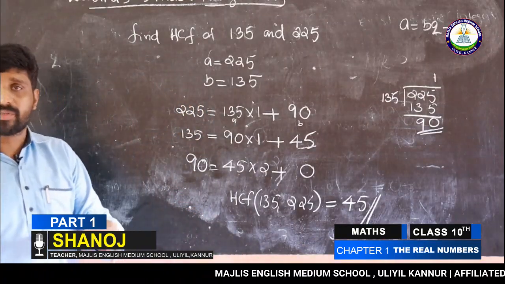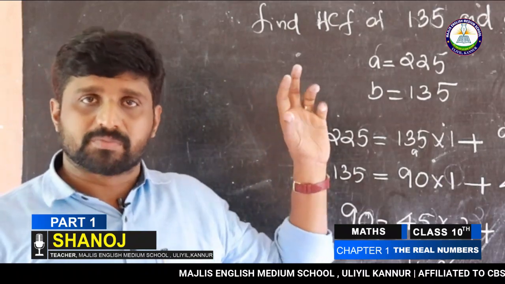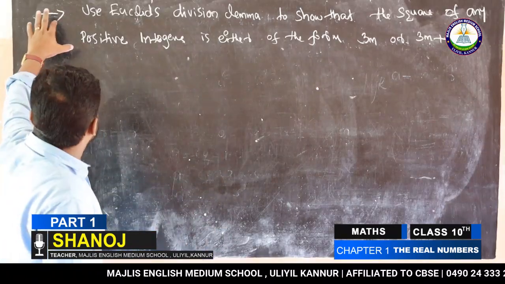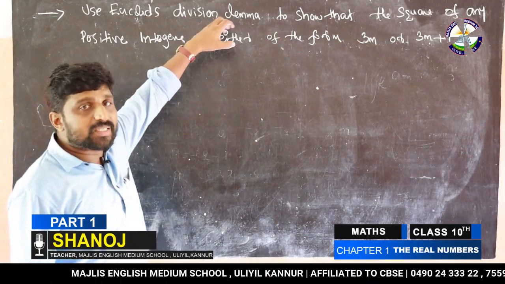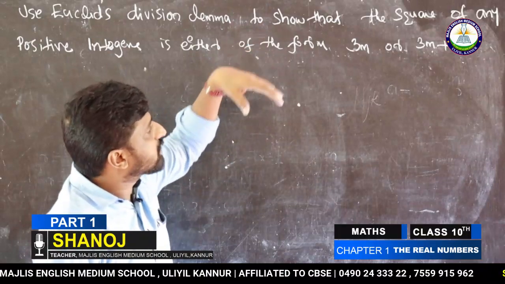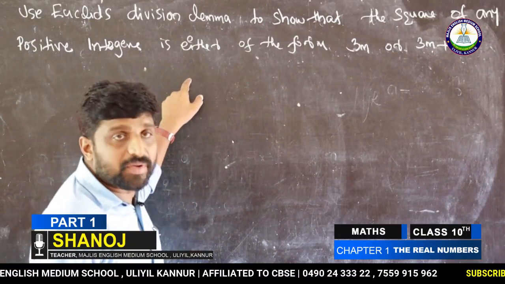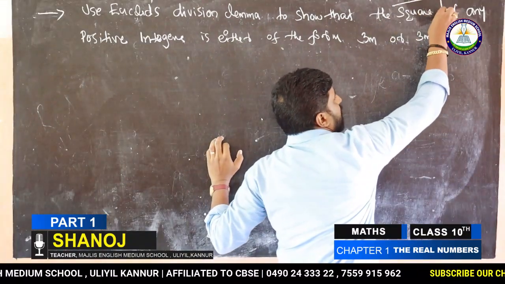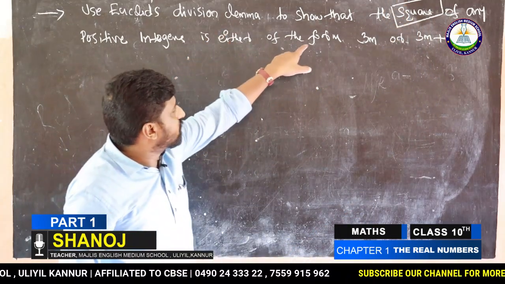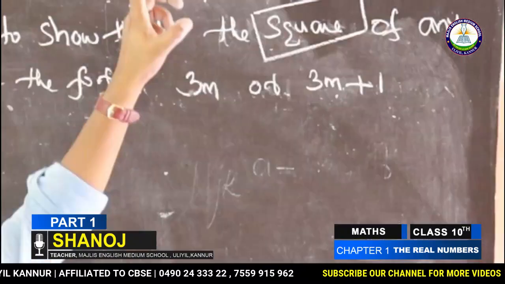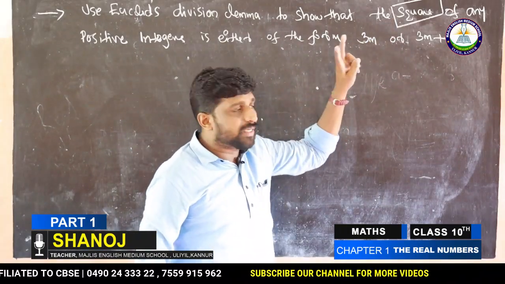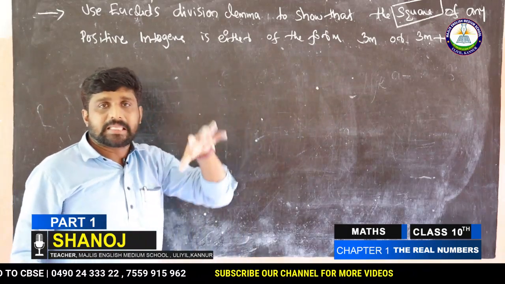Like that, we can find the HCF of two numbers by using Euclid's division algorithm. Okay. The next question is like this. Use Euclid's division lemma, the same lemma we can use here also, to show that the square of any positive integer is either of the form 3m or 3m plus 1. We can find that the square of a number can only be in these two forms, 3m or 3m plus 1.